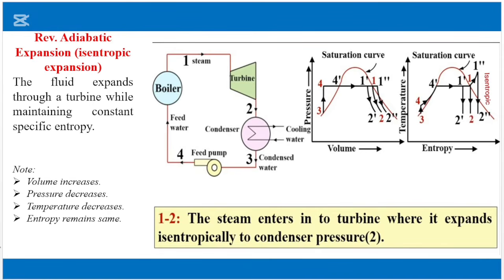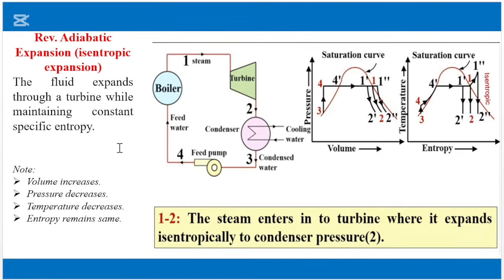So this is the third process. This process where expansion happens is in the turbine. So therefore the turbine is between number 1 and number 2. So here what is going to happen? The steam enters the turbine, where it expands at constant entropy, and it goes down to the condenser pressure.